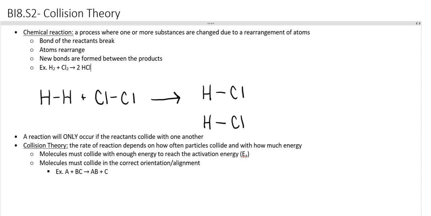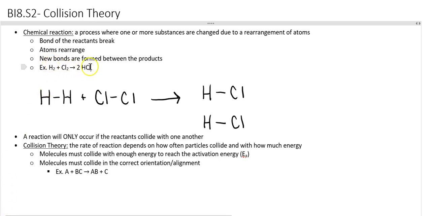Today is going to be the first day of Big Idea 8 Standard 2. Topic for today is collision theory. So before we get into collision theory, we need to understand what happens during a chemical reaction. A chemical reaction is a process where one or more substances are changed due to a rearrangement of atoms.